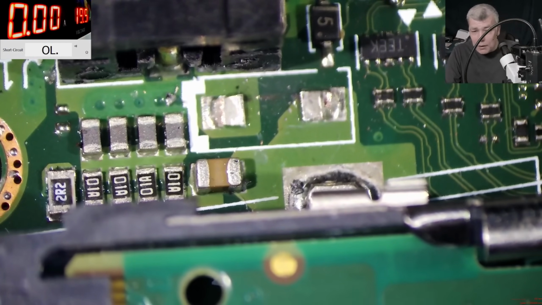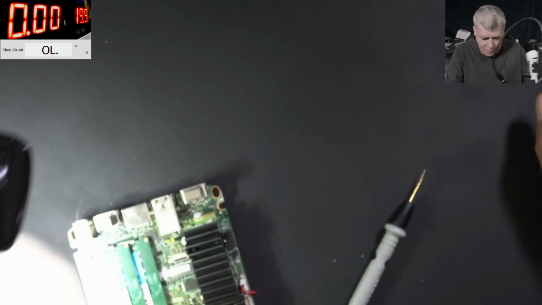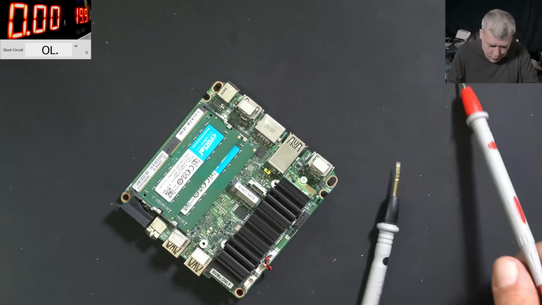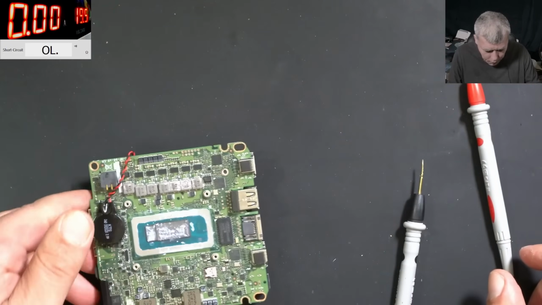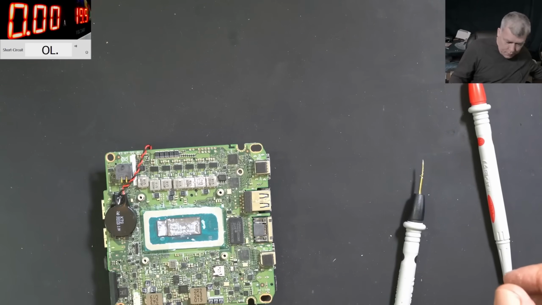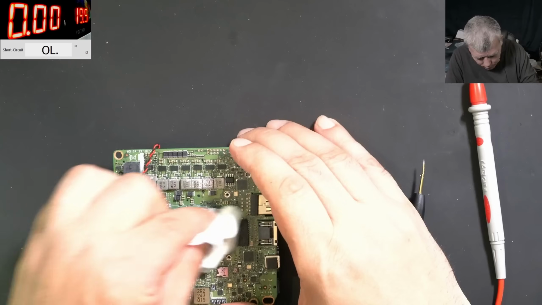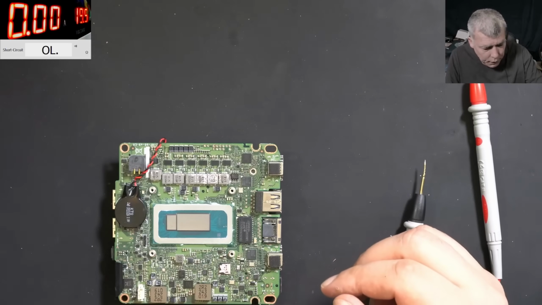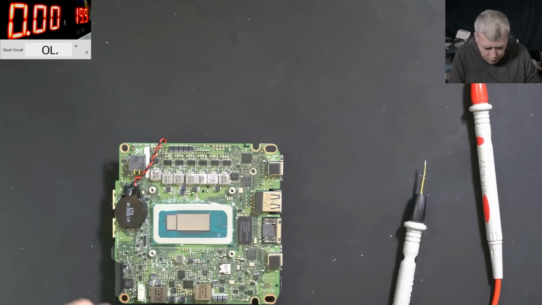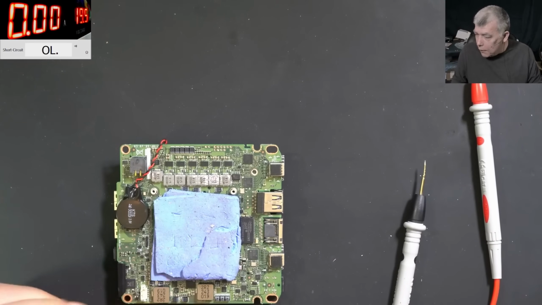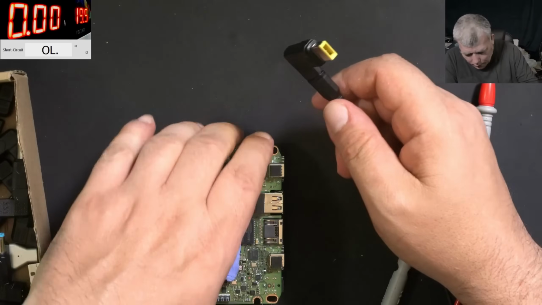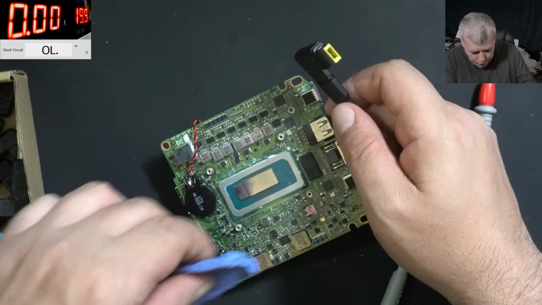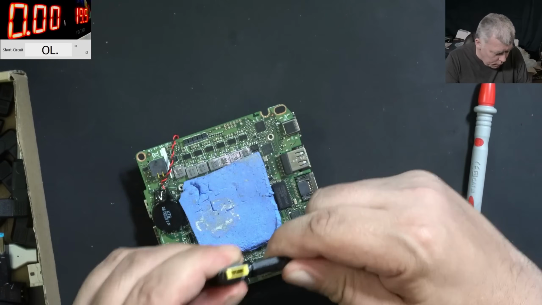The question is, is the computer working? So what do we need in order to test this mini computer? We need a heatsink. That's something we need. Good, heatsink, present here. We need the power supply, and this is like a classic Toshiba charger or connector.